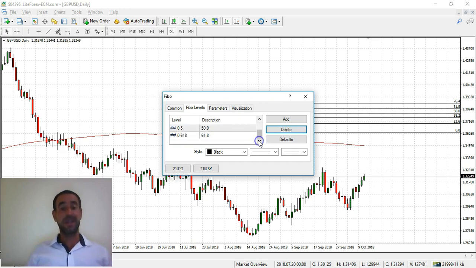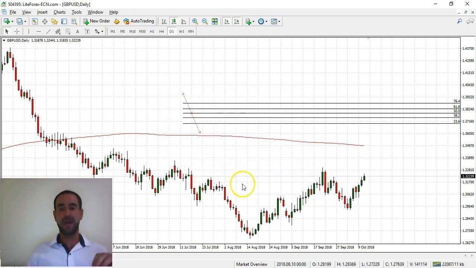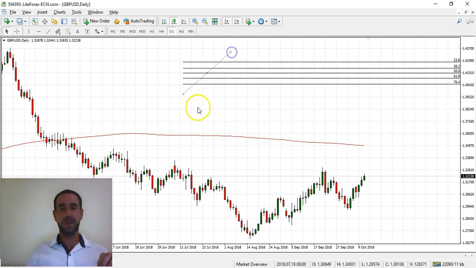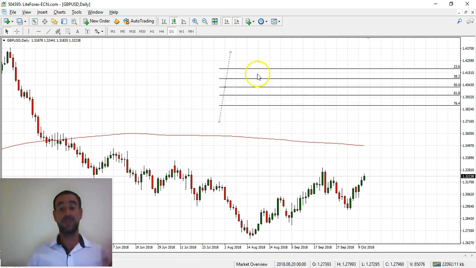It's funny, but it actually doesn't appear in the default, so we have to add it manually. So I would just click add, and then I click 0.764, right? Which is by description known as 76.4. So I just add that level, and I click confirm, and then you can see that I have 5 different levels.